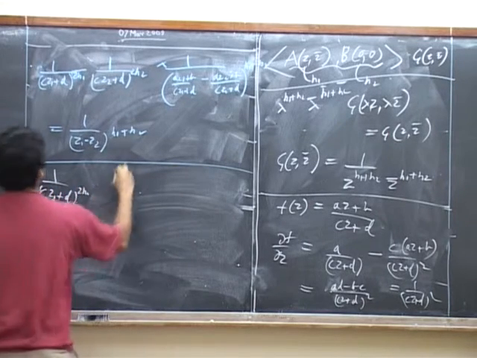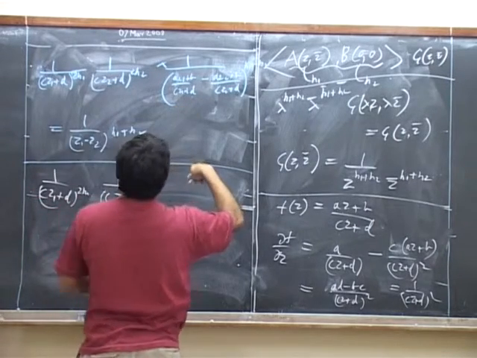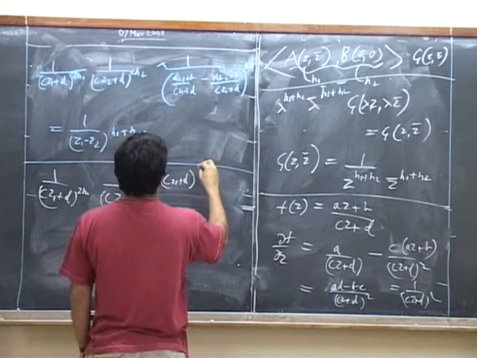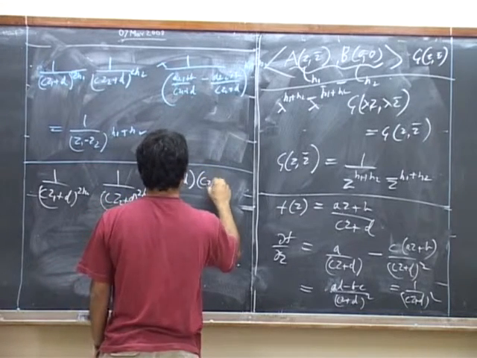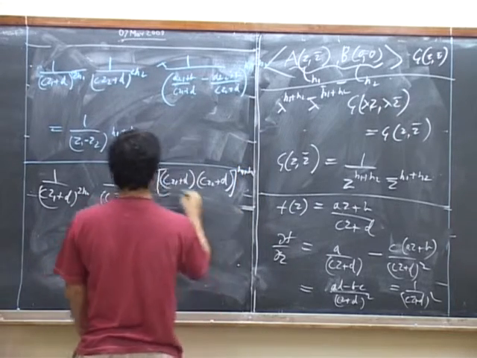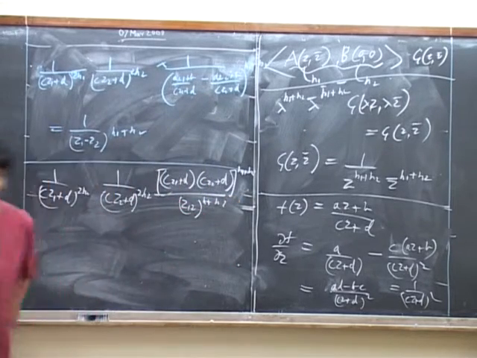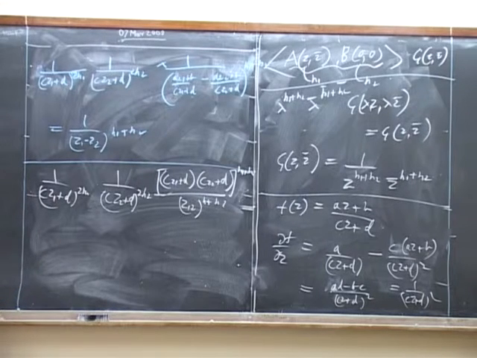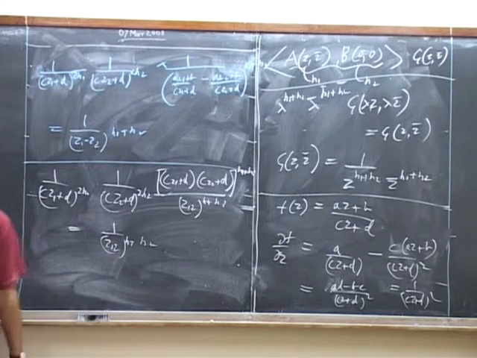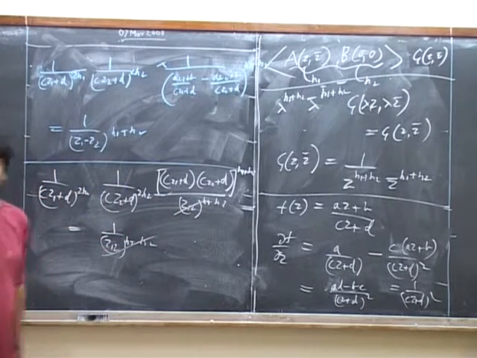So the left hand side is 1 over CZ1 plus D to the 2H1, 1 over CZ2 plus D to the 2H2, times CZ1 plus D into CZ2 plus D, the whole thing to the power H1 plus H2, and then divided by Z12 to the power H1 plus H2. This must be equal to 1 over Z12 to the power H1 plus H2. So these two things cancel. So if this equality is to hold, this term must be equal to 1.